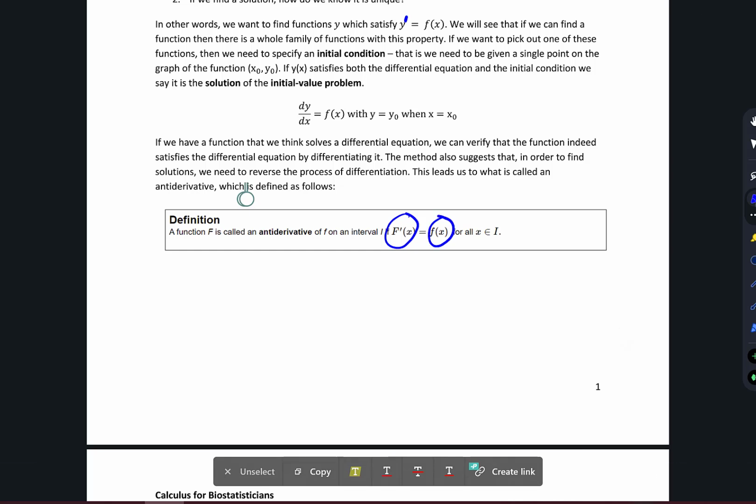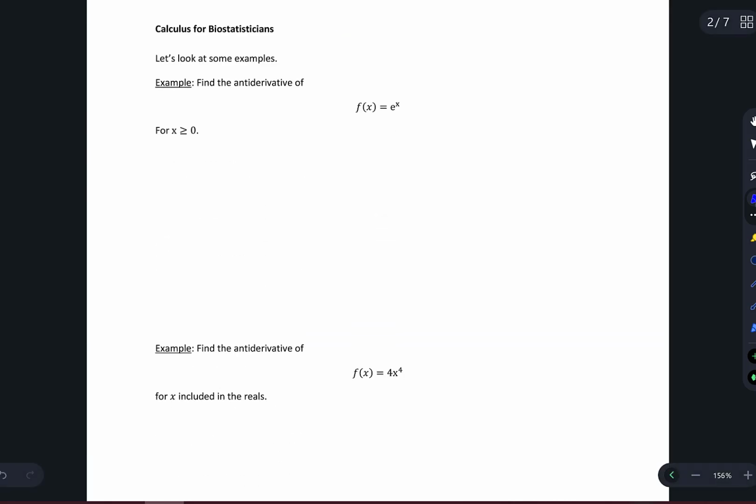And so the idea here is that we're going to have f, and we're going to see if we can find the antiderivative. And again, we're going to look at lots of examples, and I think through the examples, this is going to help. So let's start out with a couple examples here. So we want to find the antiderivative of the function e to the x.